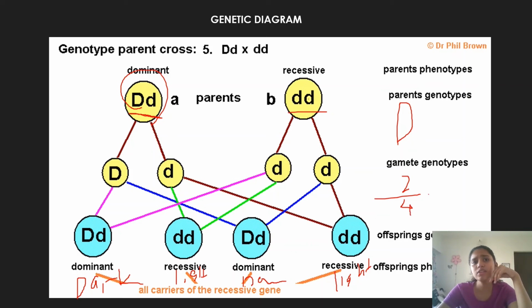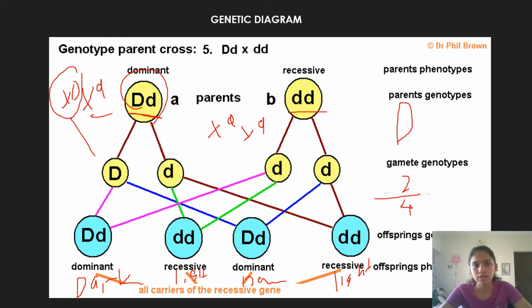Very often, when they give you examples of female and male, they expect you to write the sex chromosomes as well. So X^D X^D for a female, it would be written like this. And for a male, it would be written as X small d, X small d. And then you rewrite it here. So this whole thing comes here, this whole thing comes here, X comes here, and Y comes here. Okay. So that is basically how it works.